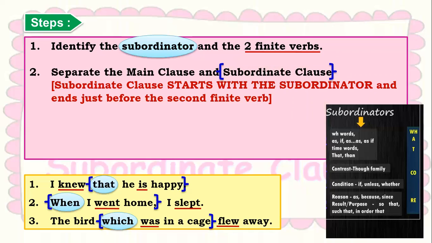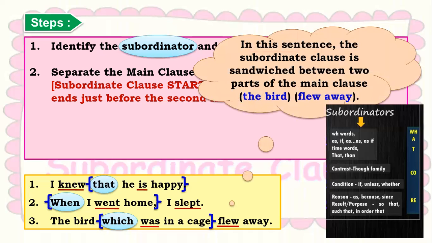Remember, one clause has one finite verb. Which was in the cage has one finite verb. Can we have two finite verbs in one clause? No. Hence, we stop the sentence before the second finite verb. That's why which was in the cage will become your subordinate clause, while flew away will be given to the main clause.